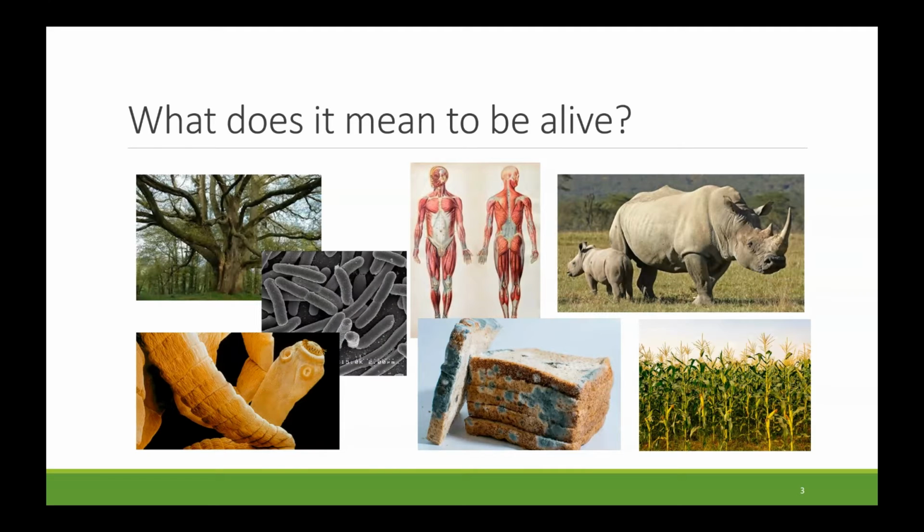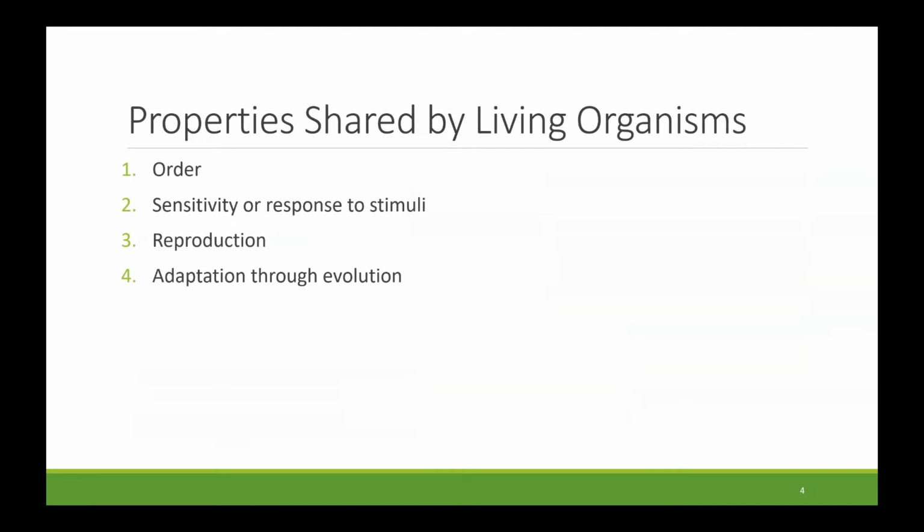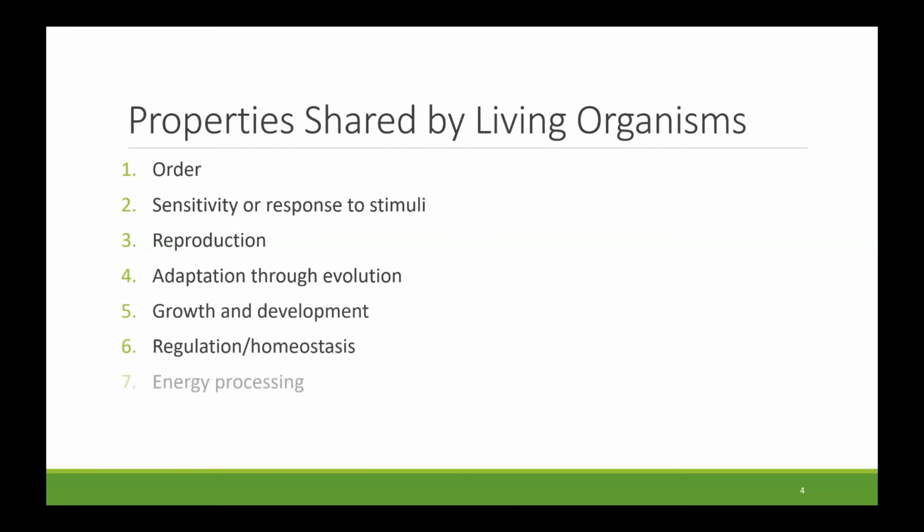So you might be able to think of several things they have in common off the top of your head, but what biologists recognize as the defining qualities of living organisms include 7 different properties. And these properties shared by living organisms include order, sensitivity or response to stimuli, reproduction, adaptation through evolution, growth and development, regulation/homeostasis, and energy processing. For some of these, you can probably gather what they mean just from looking at the word. For others, maybe not. So let's briefly take a look at what each one means, starting at the top of the list with order.